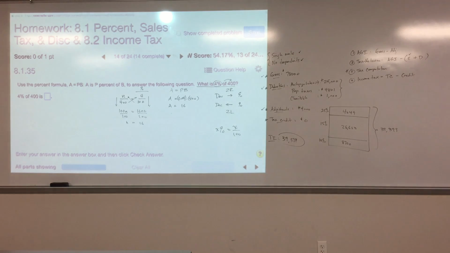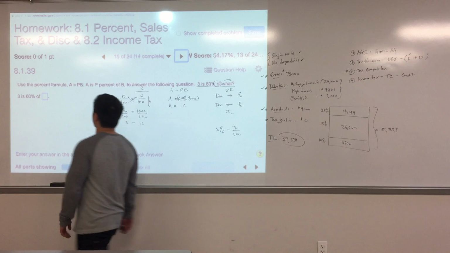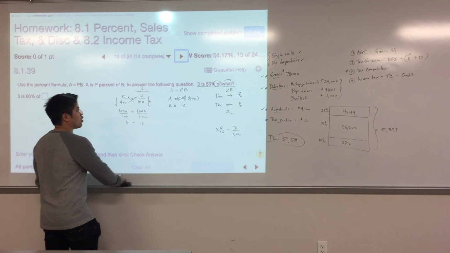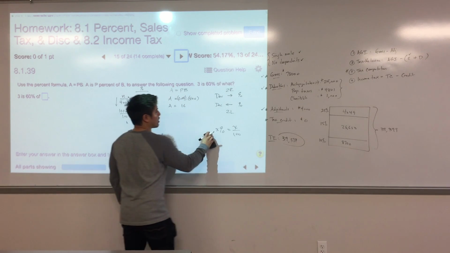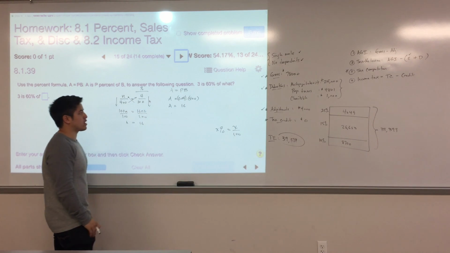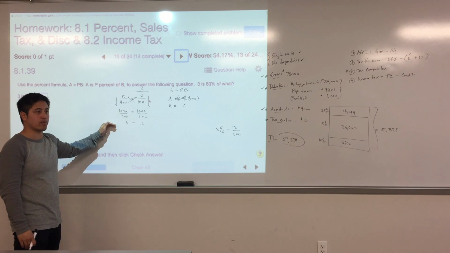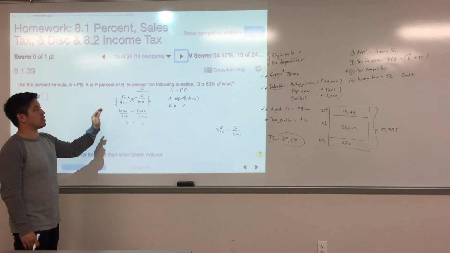There's harder ones that come up here where proportions may be more useful, okay? All right, now let's take a look at this next one. Use the percent formula. A is P percent of B to answer the following question. 3 is 60% of what? Let me solve it with you using our proportions. You with me so far? Okay. 3 is 60% of what?